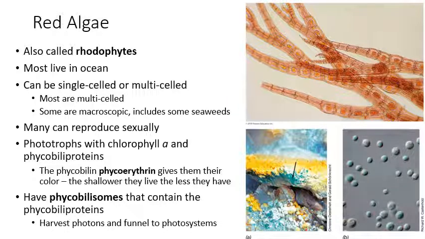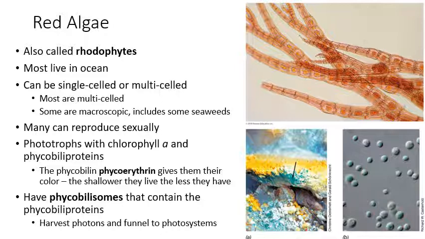And finally, we have the supergroup Archaeplastida, which has the plants and the algae, but of course, we're only going to talk about the algae. So first, we'll talk about the red algae. Another name for red algae is a rhodophyte. Most red algae live in the ocean, but some live in terrestrial environments or in fresh water. They could either be single-celled or multicelled, but most of them are multicellular.